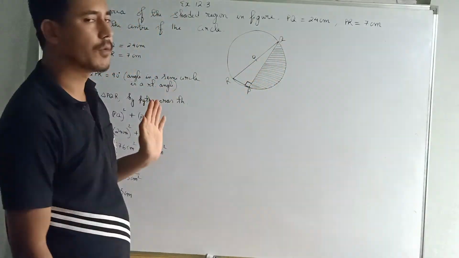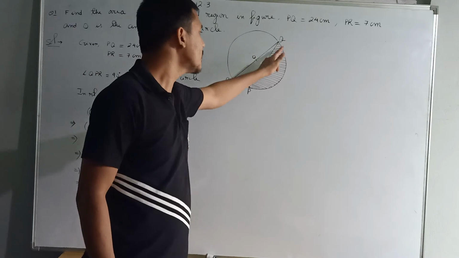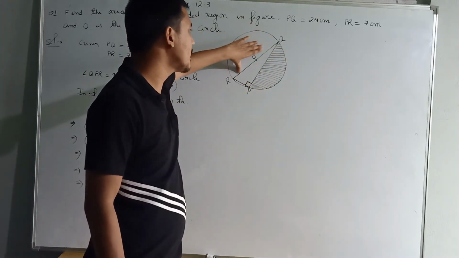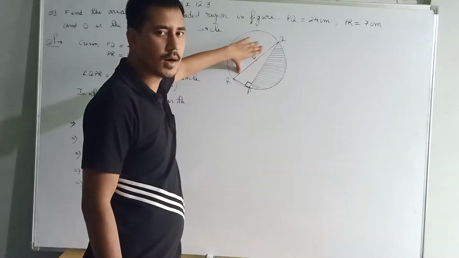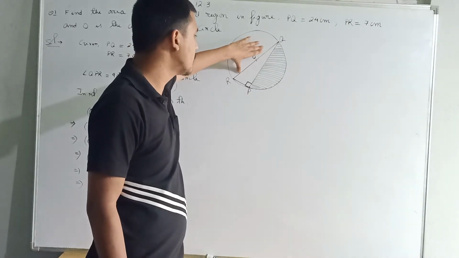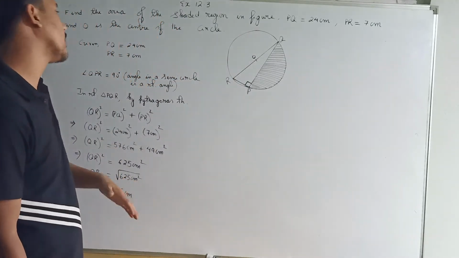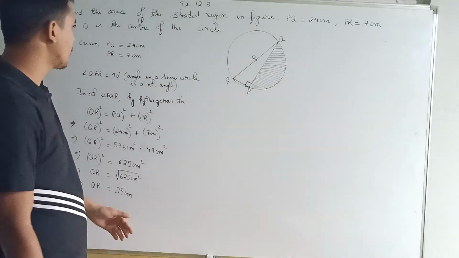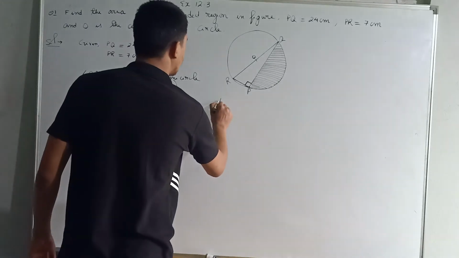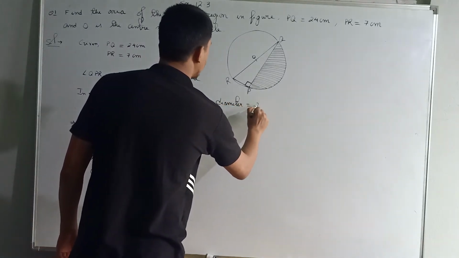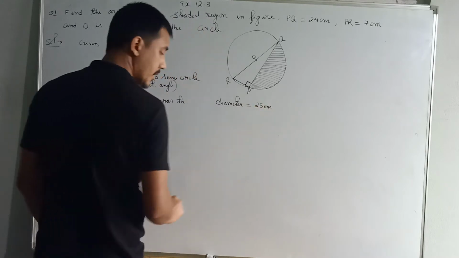Now, since we have obtained QR, for this circle, QR is the diameter. QR is the diameter of the circle. So since we have obtained the diameter of the circle, we can obtain its radius. So the diameter of the circle is 25 centimeter. Okay.